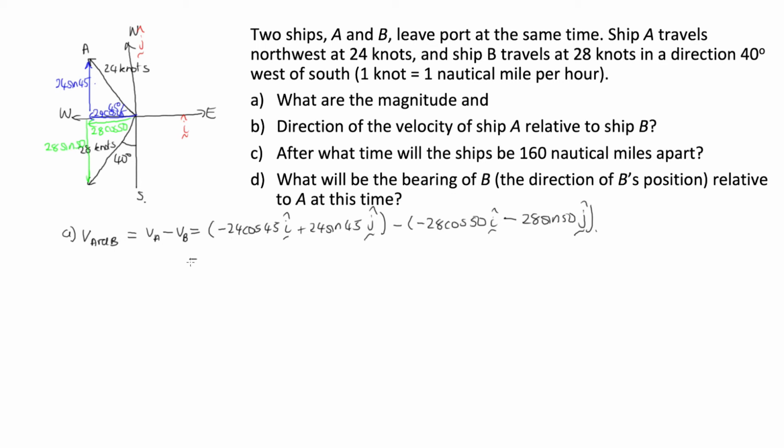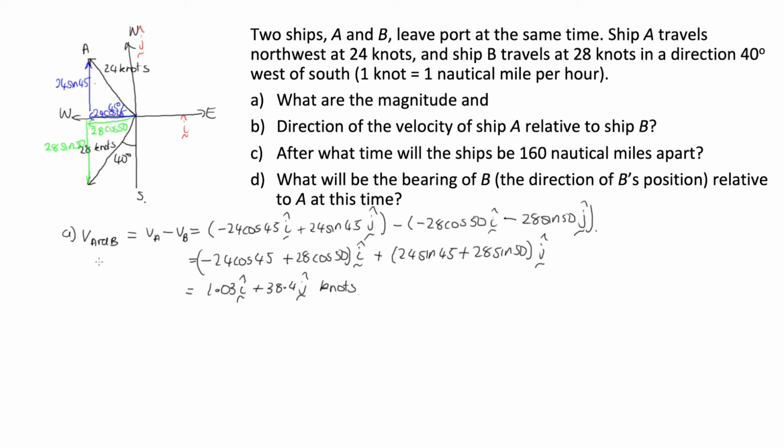So we'll want to put our I and our j's together. So we've got minus 24 cos 45 plus 28 cos 50. The plus is because we had negative, negative, and that's I. And then we've got plus 24 sine 45, and then negative, negative, so again plus 28 sine 50, and this is j. So solving this on the calculator, we get 1.03 I plus 38.4 j knots.